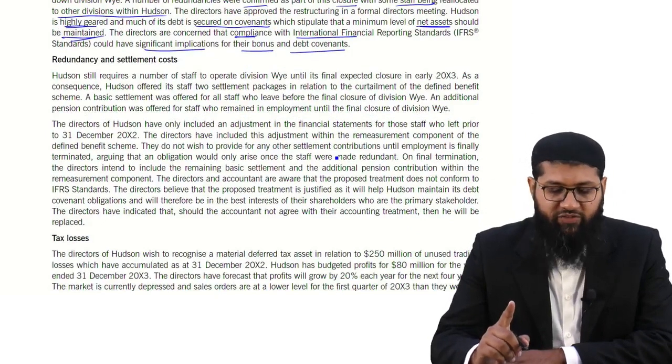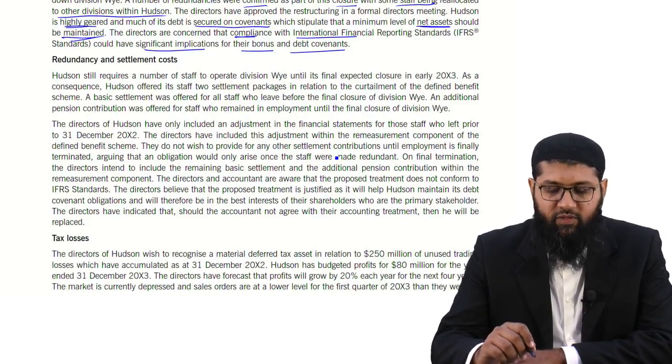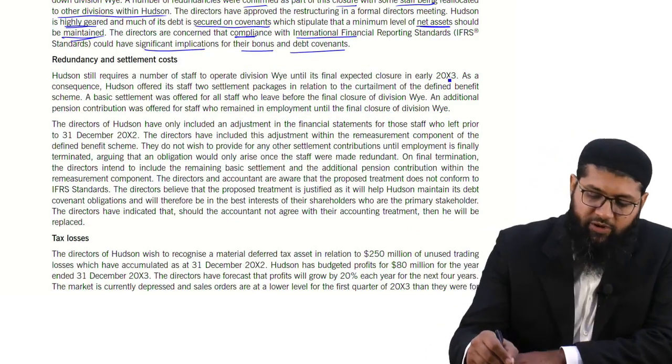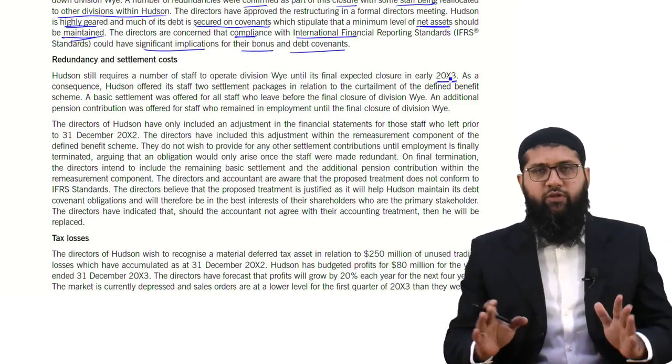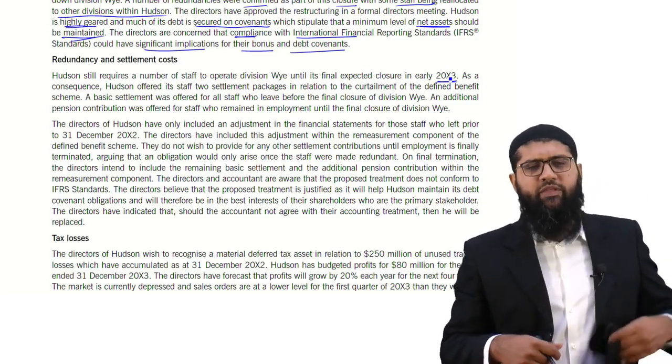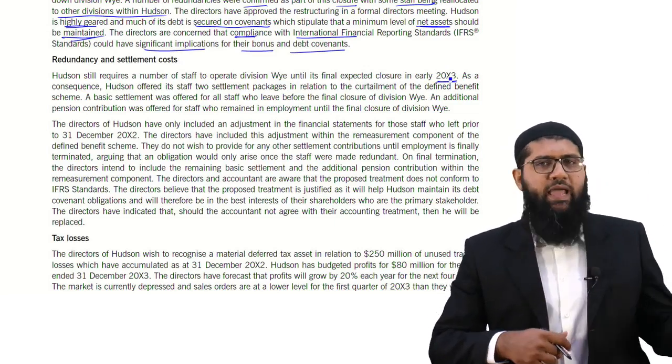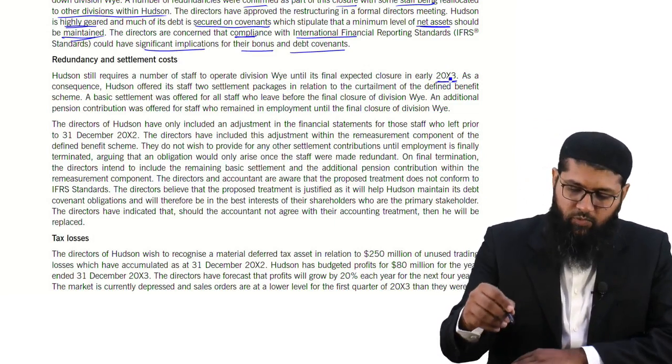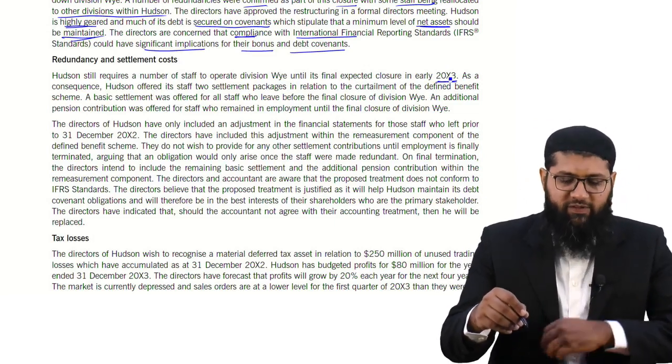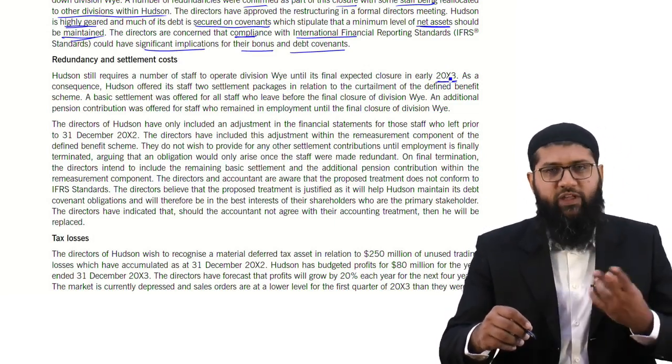Hudson still requires a number of staff to operate Division Y until its final expected closure in early 2003. So that means the closure is going to happen, but they do need some staff to stay back till the time this department gets closed. As a consequence, Hudson offered its staff 2 settlement packages.